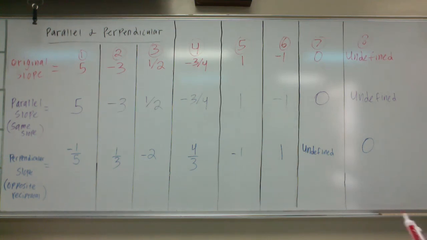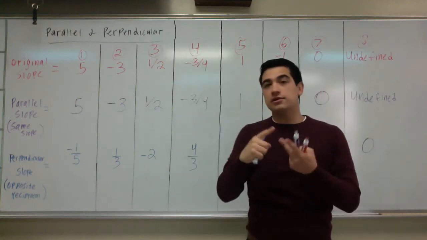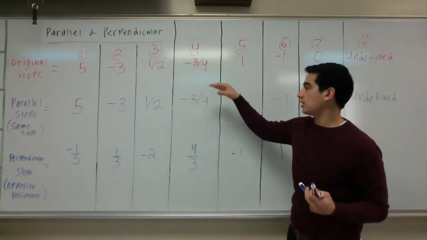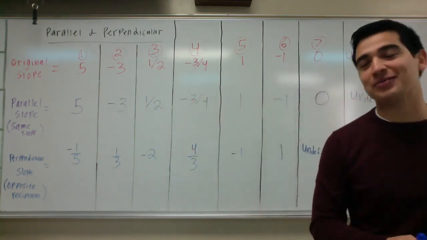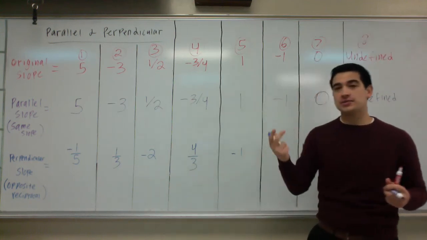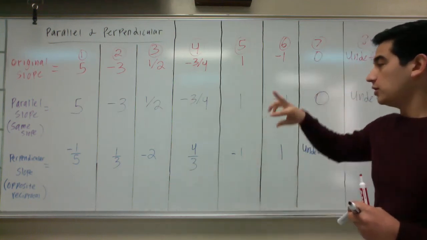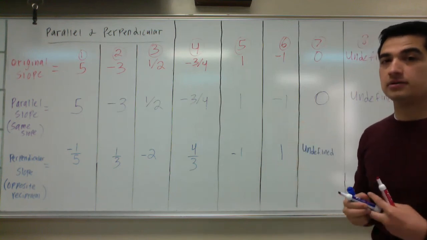So for regular slopes, any normal numbers other than 0 and undefined, for parallel, you take the same slope. That's easy. Y'all should never miss a parallel slope. And then for perpendicular slope, you take the opposite reciprocal. You flip it, change the sign. That's really all there is to it.